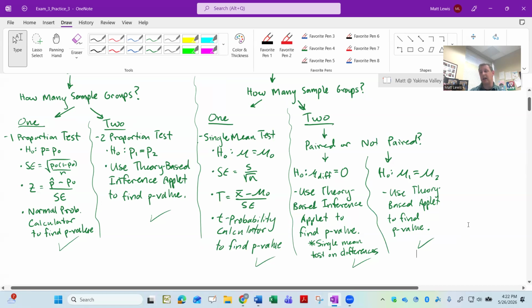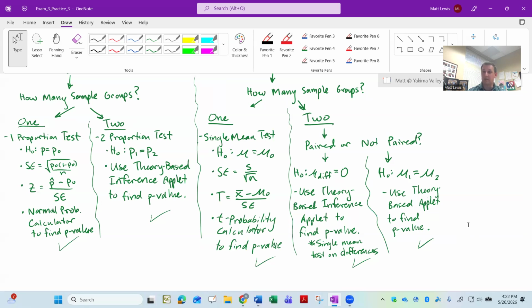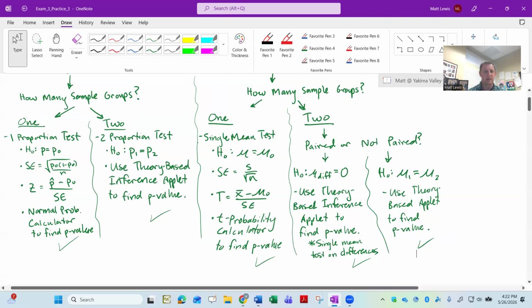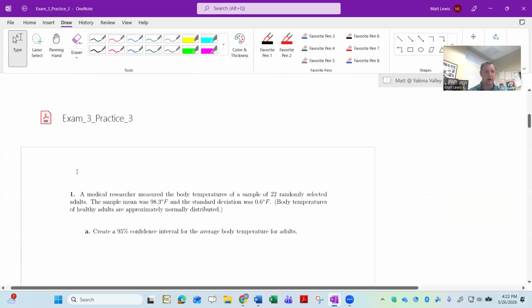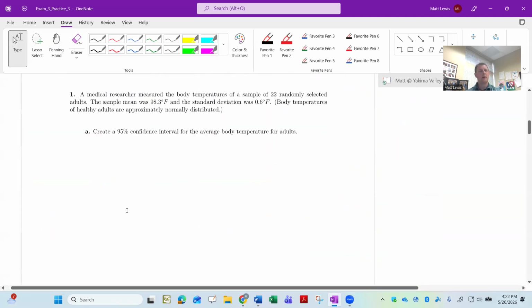Between this and then the inference review packet that you'll work on between now and the exam, that'll cover everything probably multiple times, okay? So you're going to get plenty of practice on everything, but just please note that I'm only going to ask 5 questions today. That's what we're going to do. So I'm not going to cover every single possibility. All right, so we're going to start here with number 1.